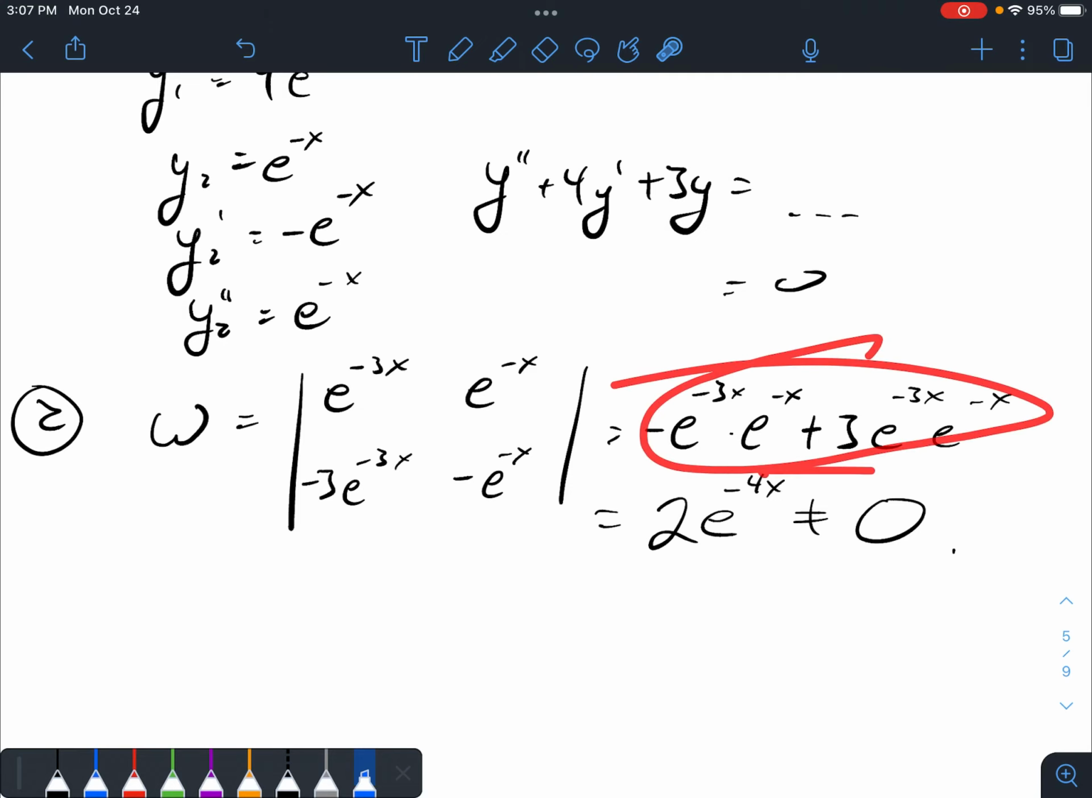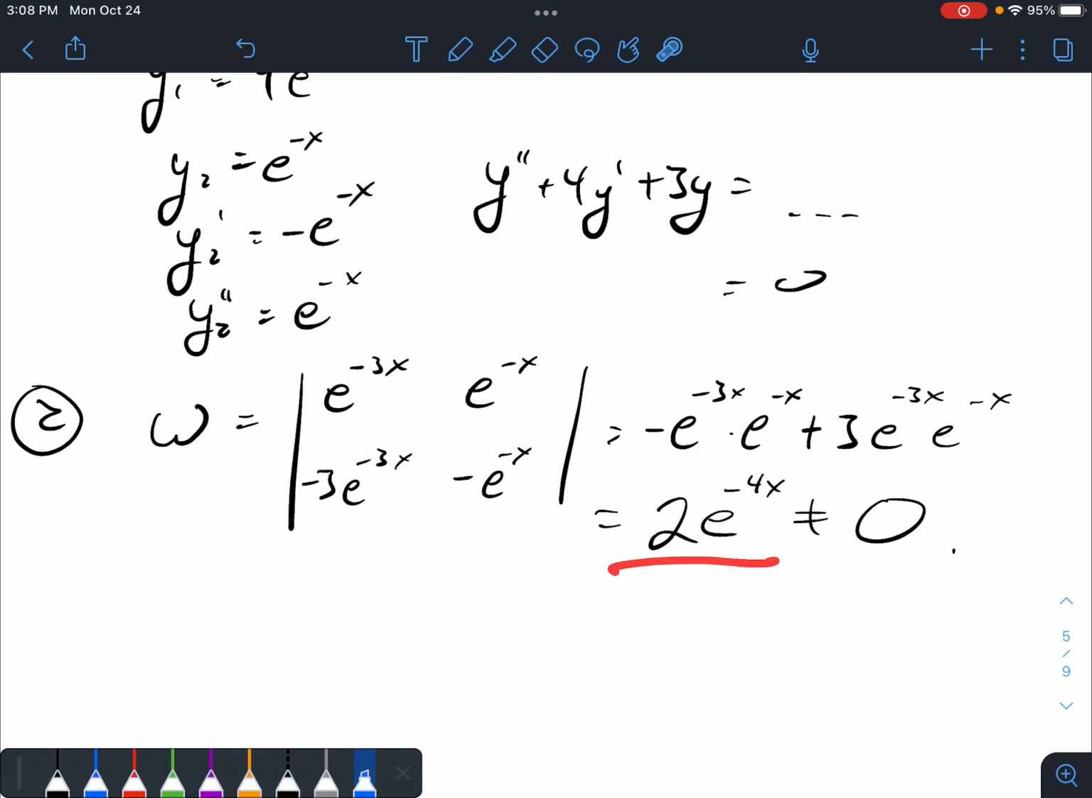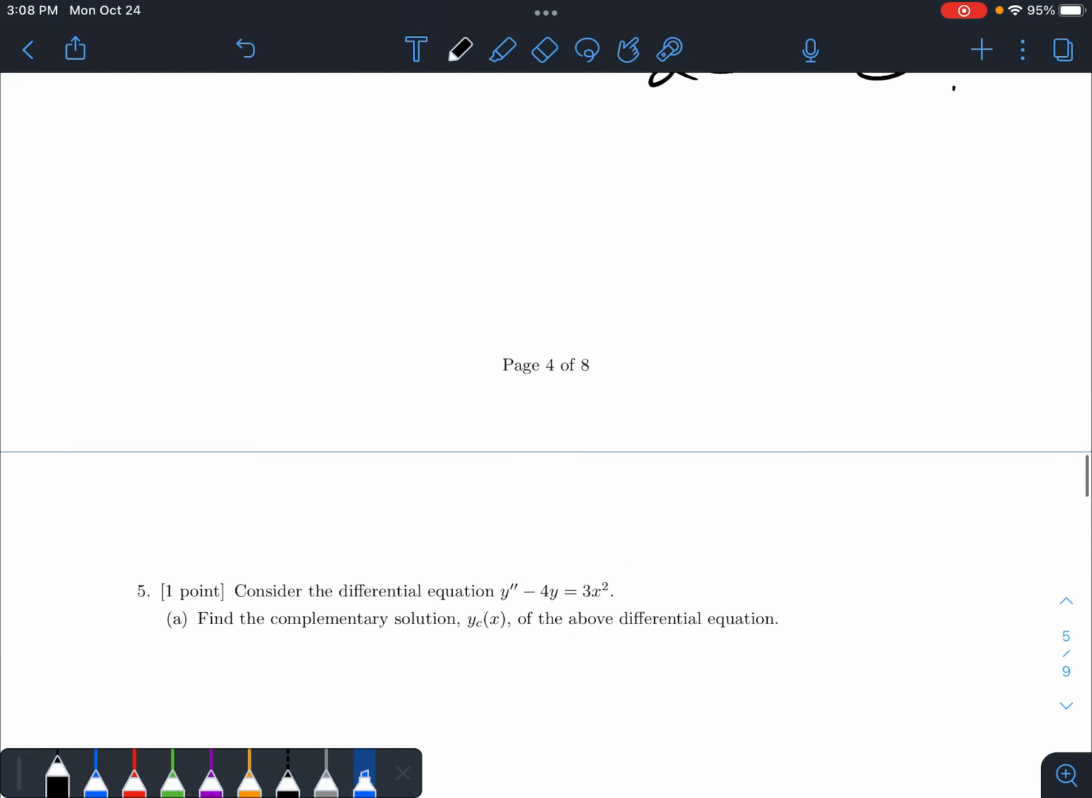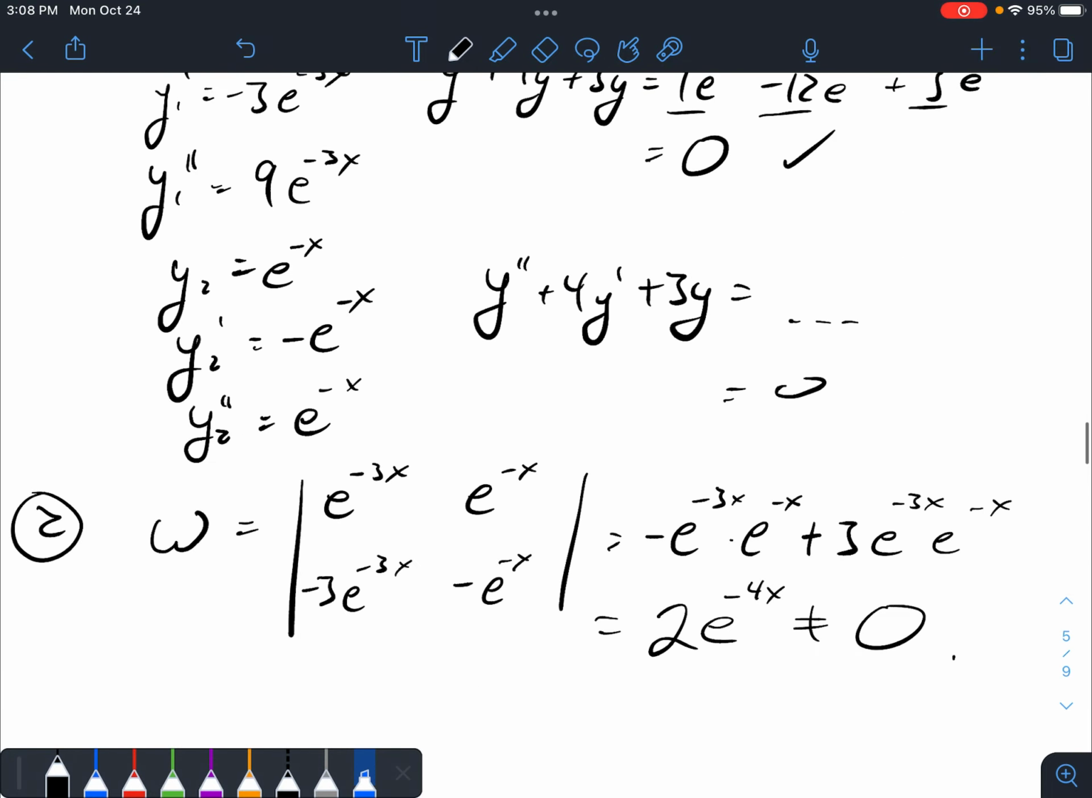So it needs to be clear from your expression why this expression is not actually equal to 0. It's clear from this step because e to the x is never equal to 0, so 2 times e to the x is never equal to 0, so 2 times e to the negative 4x is never equal to 0. So at this step, it's pretty clear that we can say it's not equal to 0. At this step, it's not really that clear. So simplify to get it to a step where it's clear that your Wronskian is non-zero. Okay. All right, so they're linearly independent, and so we're good.